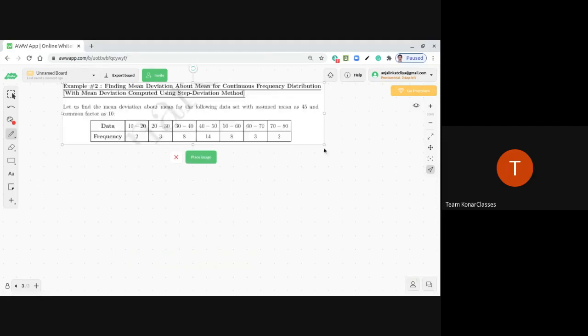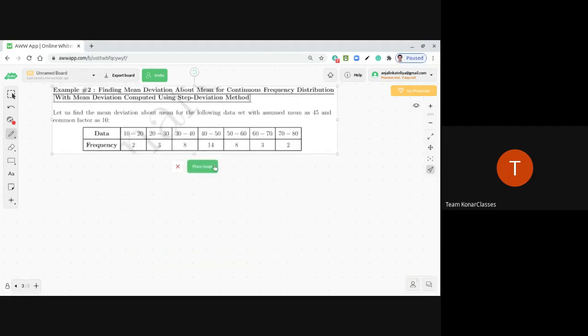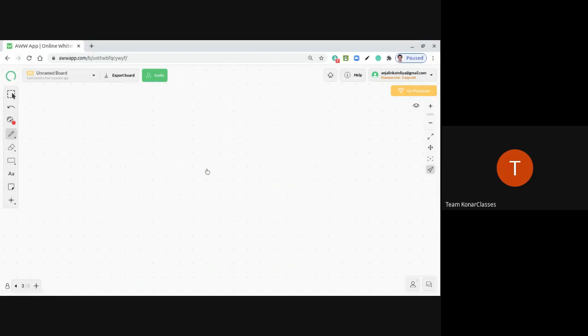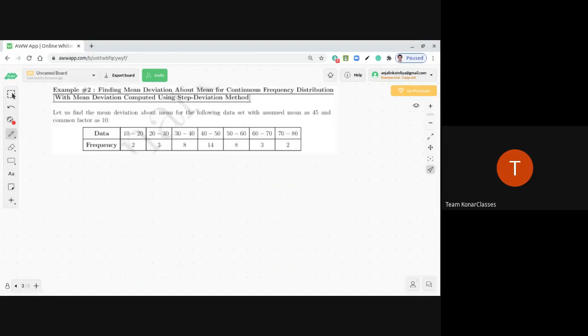So let me make it visible to you. Here the example is, dear students, that the data set is given and the frequency is given. The data set is 10 to 20, 20 to 30, 30 to 40, 40 to 50, 50 to 60, 60 to 70, and 70 to 80. And all these intervals have their frequencies.